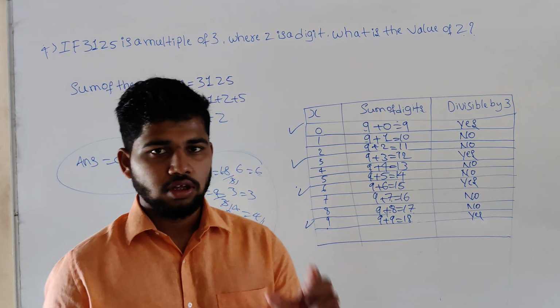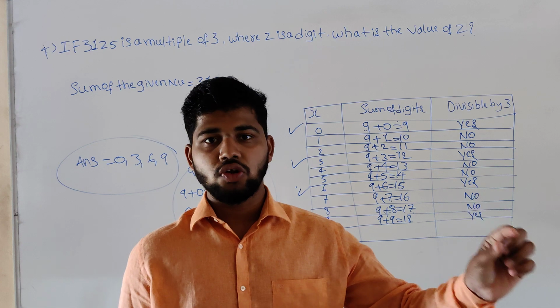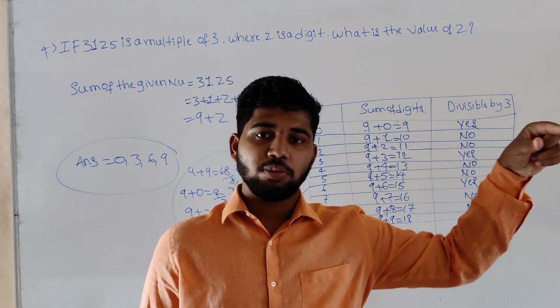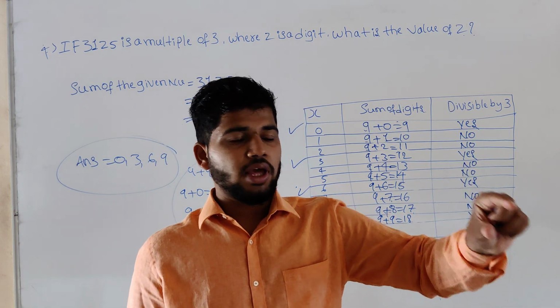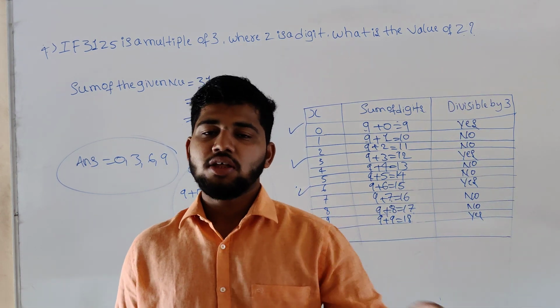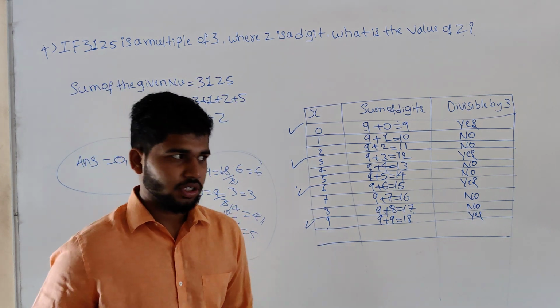The digits are 0, 3, 6 and 9. These are the digits which are used in the place of z. And in the place of z, if you are using these values, the total number is divisible by 3.